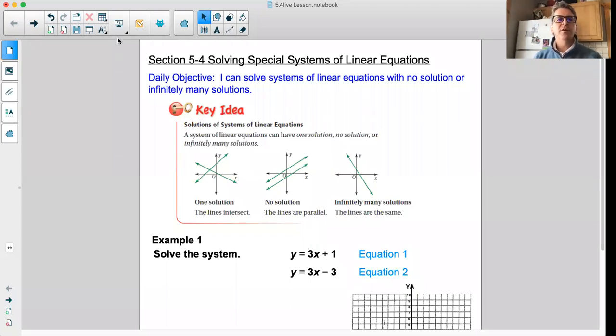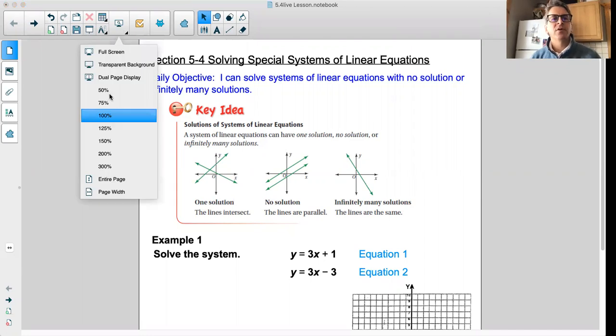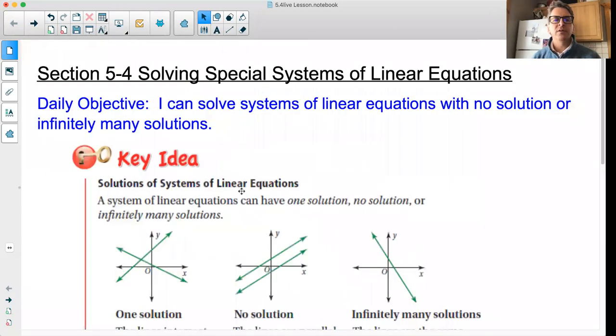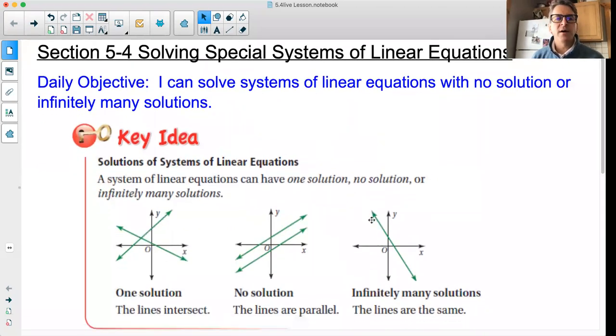Okay, our daily objective is the following. I can solve systems of linear equations with no solution or infinitely many solutions. That's our daily objective. So this is a little bit of a review. We had this back a while ago.